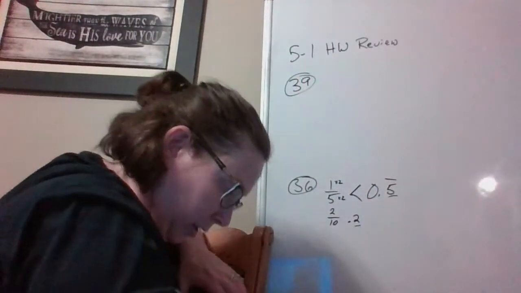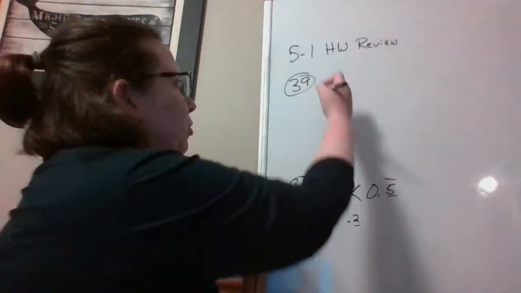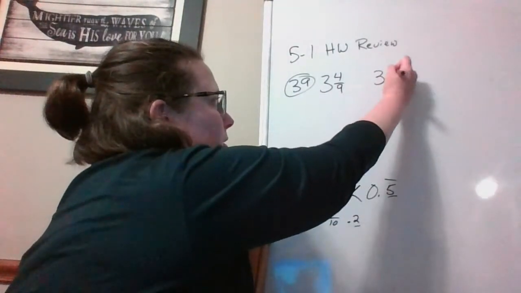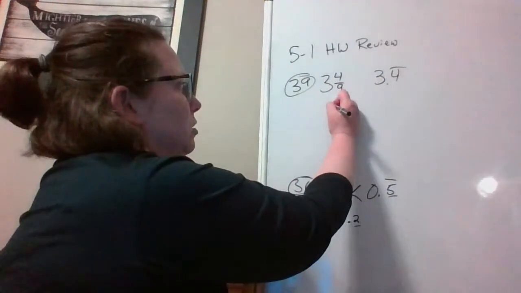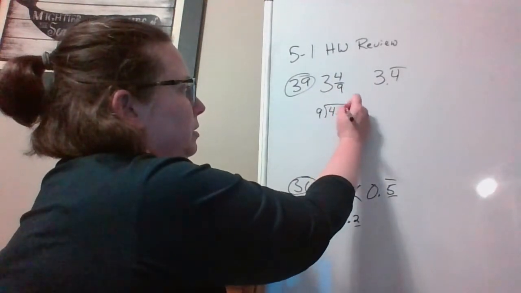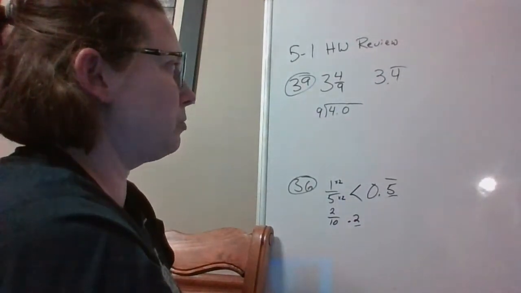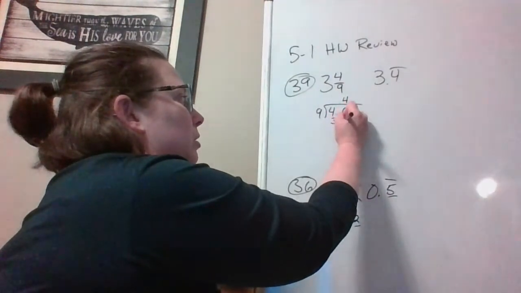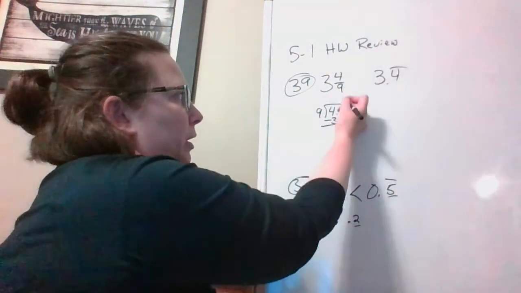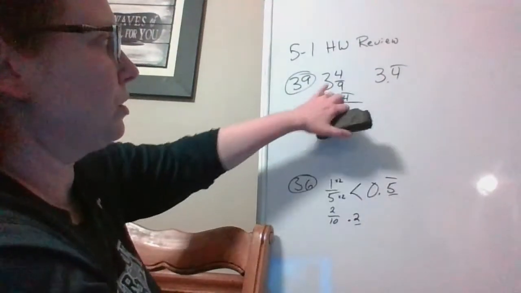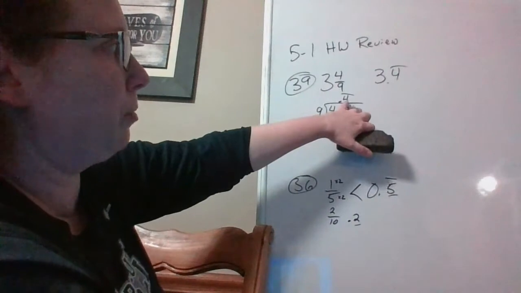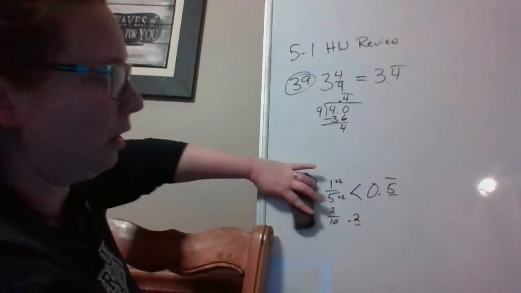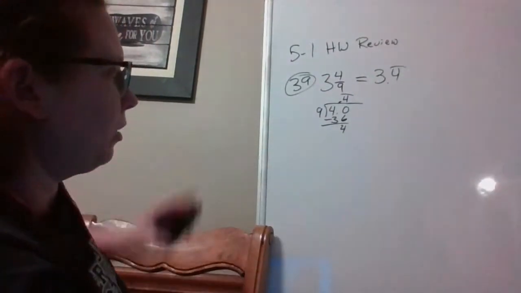We have 3 and 4/9, and we're comparing that to 3 and 4/10 with a repeating period of 4. So we need to figure out what 4/9 is as a decimal. 9 will go into 4 4 times and check it out. It's a repeating 4. So since 4/9 is 4/10 with a repeating period of 4, 3 and 4/9 is actually equal to 3 and 4/10 with a repeating period of 4.